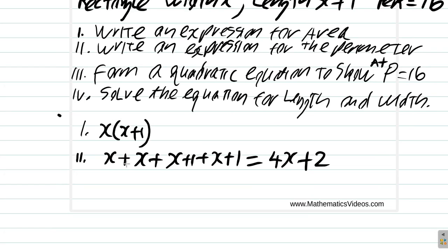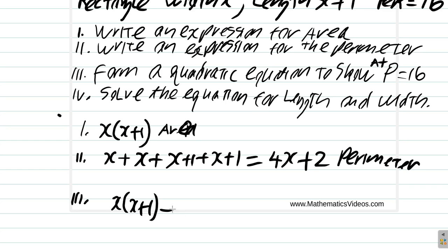So if the area plus the perimeter gives you 16, and remember, this is the area and this is the perimeter, when you add the two of them, and we're doing part 3, you get 16. So x times x plus 1 plus the perimeter, 4x plus 2, equals 16.